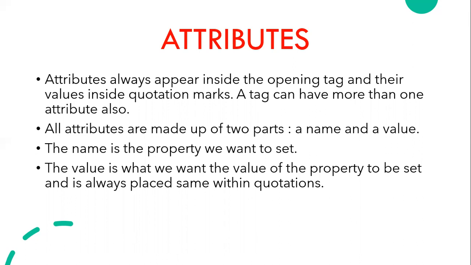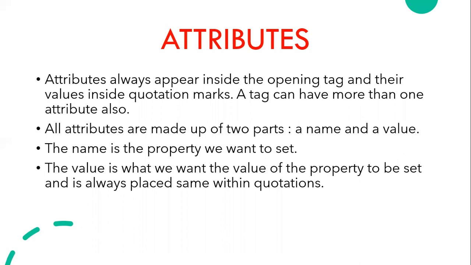Okay, children. So what is an attribute? An attribute is given inside the open tag, and that particular attribute will have different values also. Any tag can have more than one attribute. Next, attributes are made up of two parts: a name and a value. Name means it is a property which we want to set. Value is the value of that particular property.